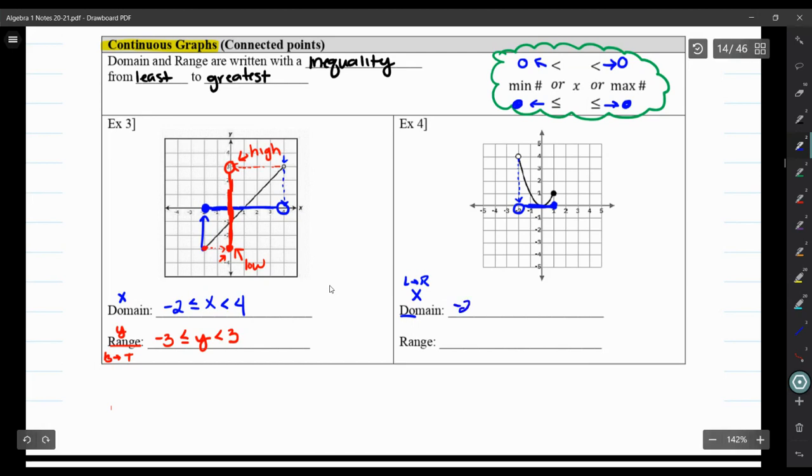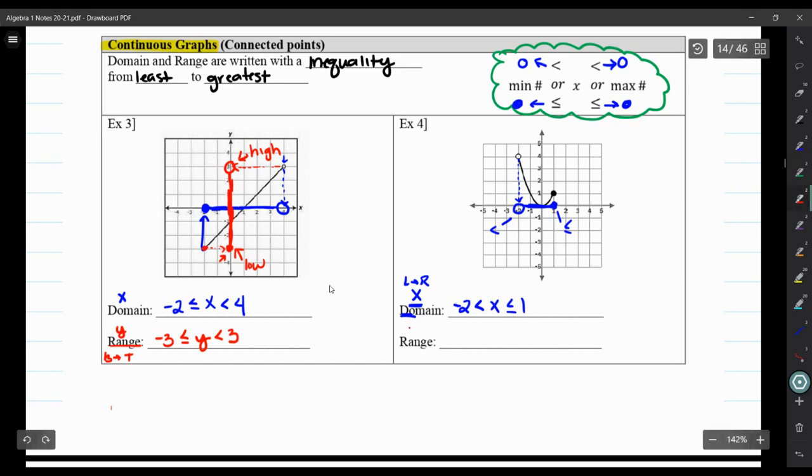-2 is your lowest. It's an open circle, so it's a less than. Then we have x in the middle because it's domain, and that's the variable we use for domain. And then our highest value is a 1, and there's a solid circle, so it's going to be a less than or equal to 1. So this means that whatever function this is, I can have any x value as long as it's between -2 and 1. That's what that means.